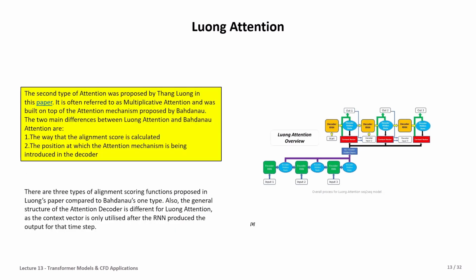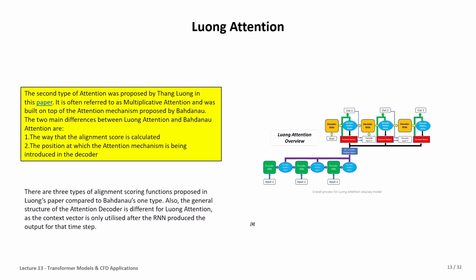The Luong attention model, as we said, has the same principle, but the main difference between these two is the way that the alignment score is calculated, and also the position at which the attention mechanism is being introduced in the decoder. For the Luong attention, there are three types of alignment scoring function. However, in the Bahdanau, there is only one type.